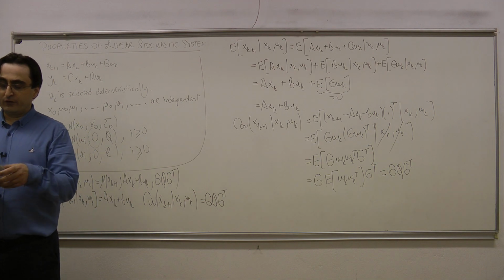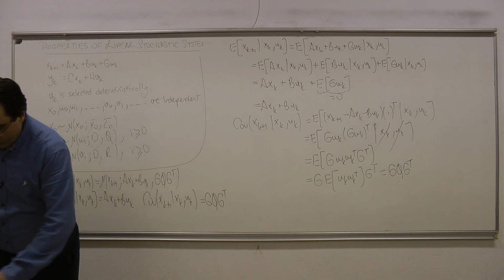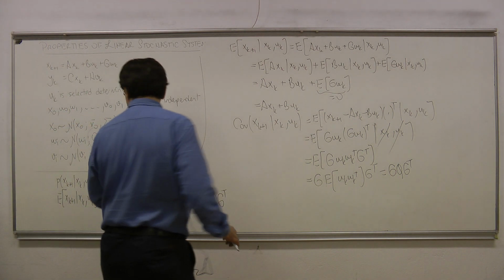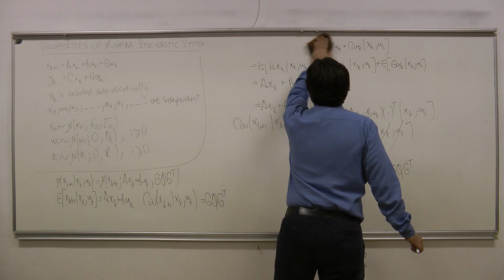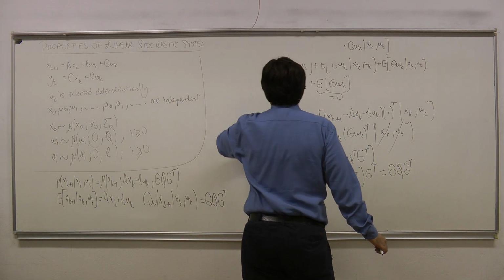So this finishes the one-step transition probability case. Now we can go into the m-step transition probability case.